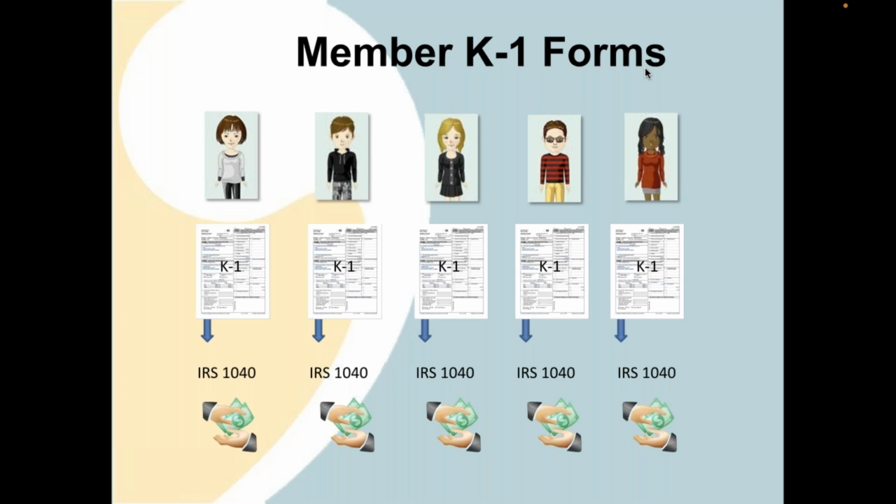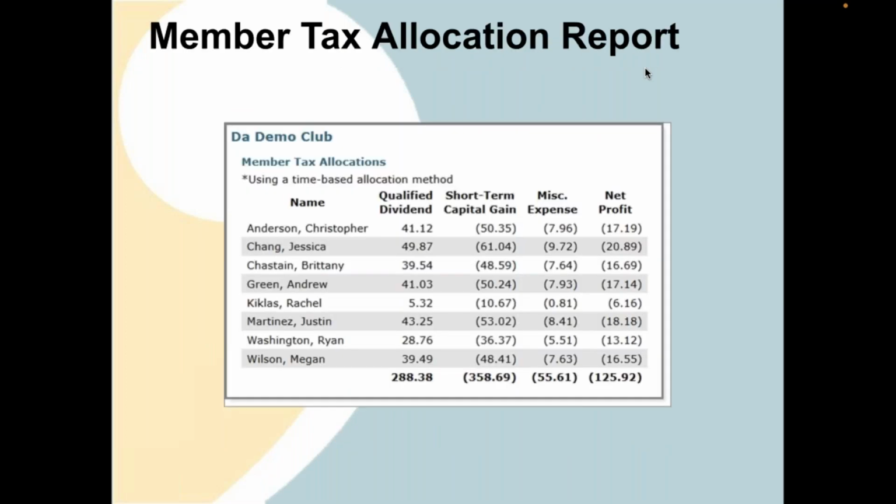Your club members will not be able to complete their personal taxes until you've provided them with the information from the club. If you'd like to get an idea of what will be reported on each member's K1, there's a report in bivio called the Member Tax Allocation Report. It looks like this.